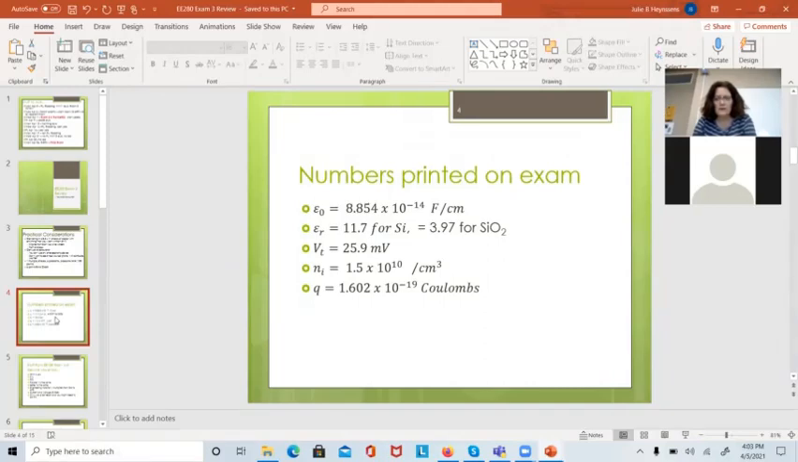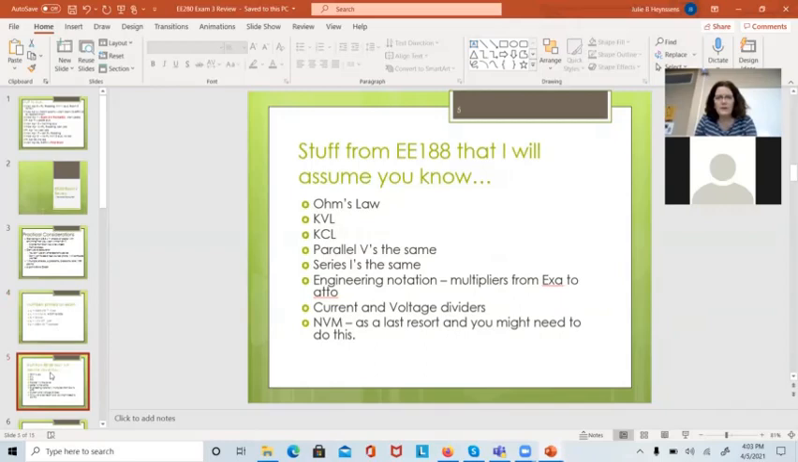We're going to use VT equals 25.9 millivolts for this exam. NI, we're going to use 1.5 times 10 to the 10th. And Q is always the same. The rest of them vary. So those are available. Any problem, if you need one of those numbers, just look at the front of the exam. And VT is already calculated for you.